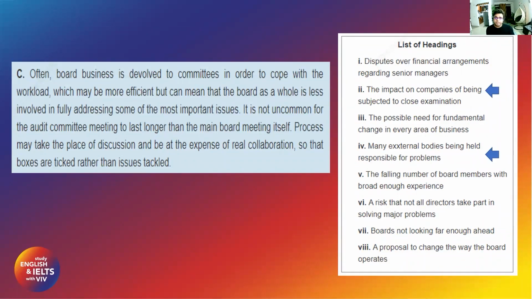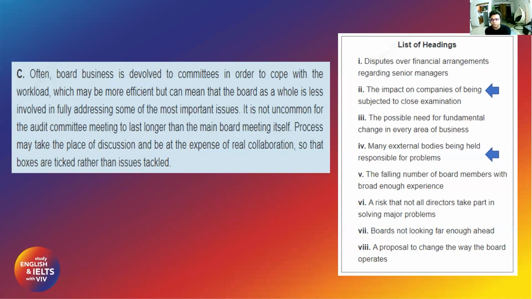Okay, so for this particular paragraph, it's not a very big paragraph, and if I read the first three and the last three lines, I end up covering the whole paragraph. So the logic would probably mean that it would be in the first 3 or 4 sentences. So often, board business is devolved into committees in order to cope with the workload, which may be more efficient, but can mean that the board as a whole is less involved in fully addressing some of the important issues. Okay, so according to this, I feel that the board is not addressing some of the most important issues.